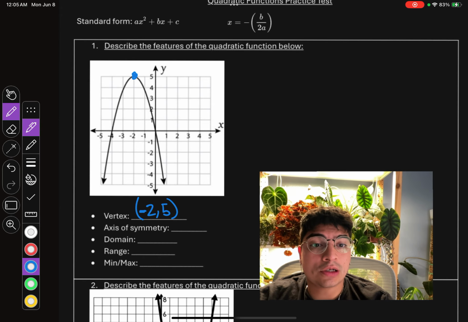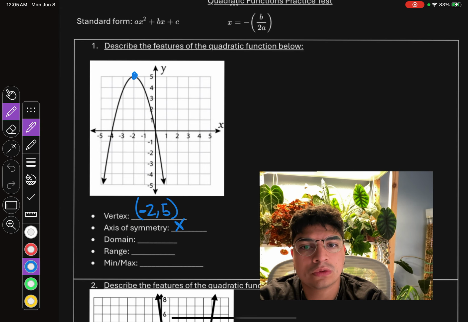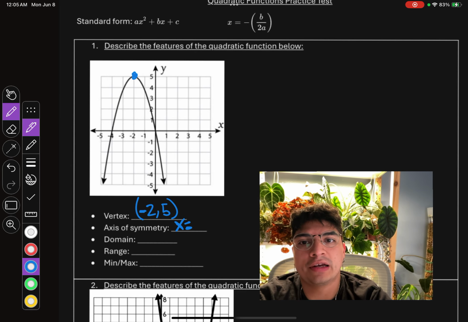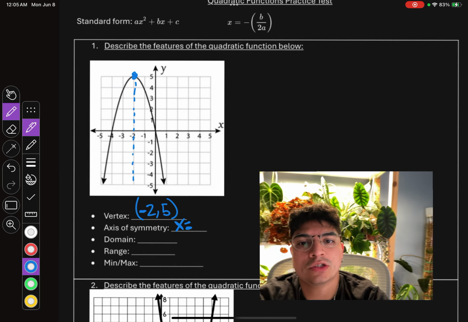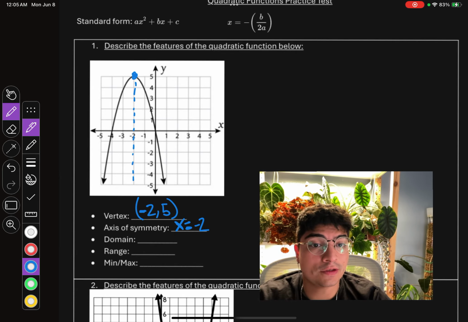Axis of symmetry is going to be the x value. So x is equal to, what is that middle point on? It is on -2. So x is -2 in this case.